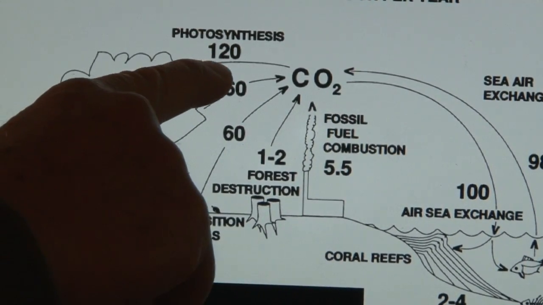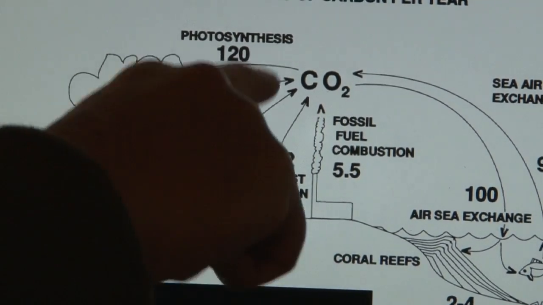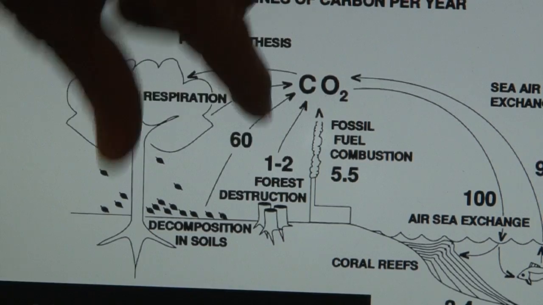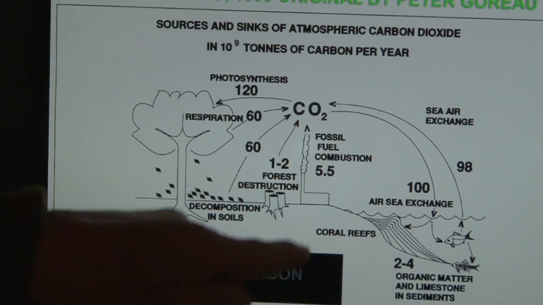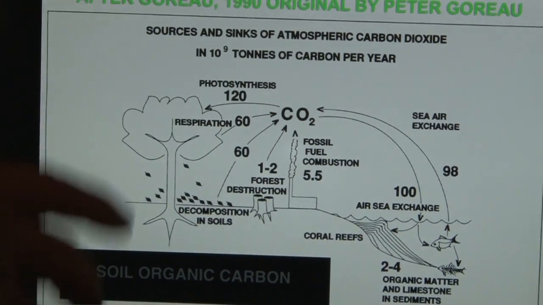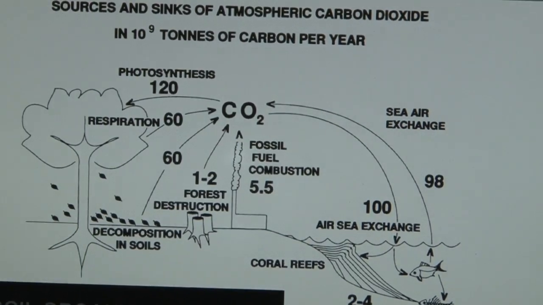Photosynthesis removes huge amounts, 120 billion tons of carbon a year, and that comes right back as respiration or decomposition in the soil. So some of that plant material goes to the soil, it builds up soil organic carbon, which we'll come back to later, and that decomposed, it goes back to the atmosphere, and that whole land cycle is basically in balance.